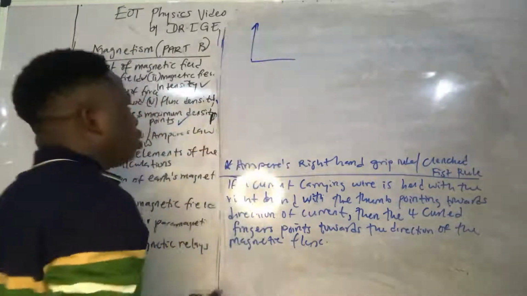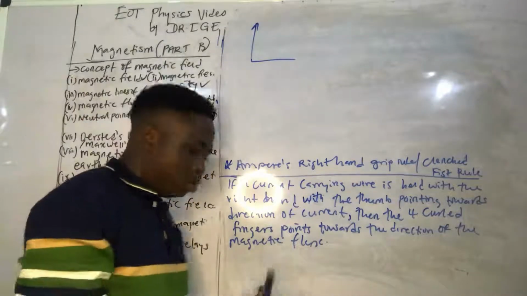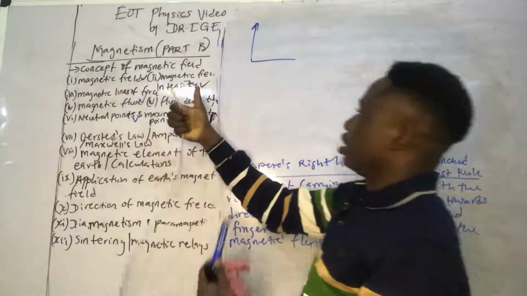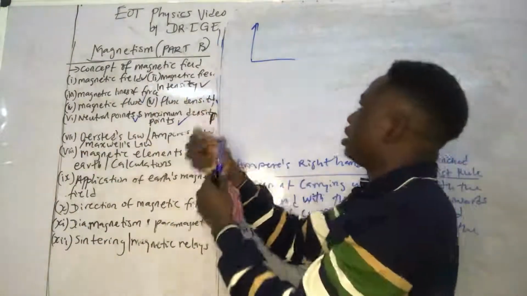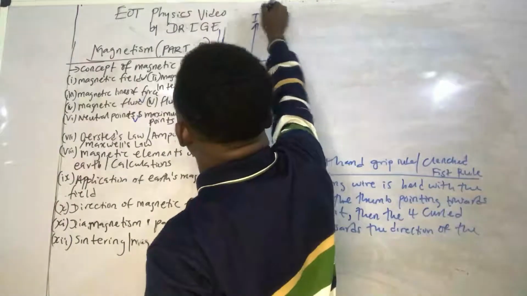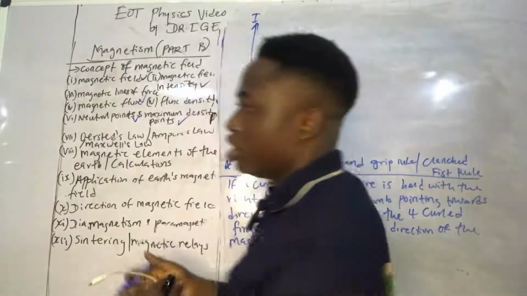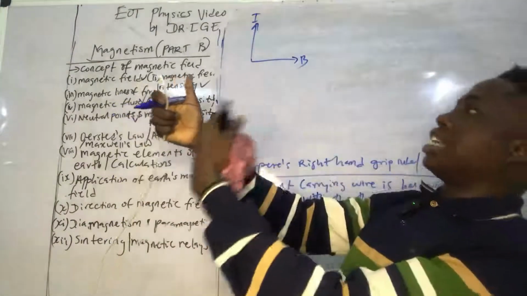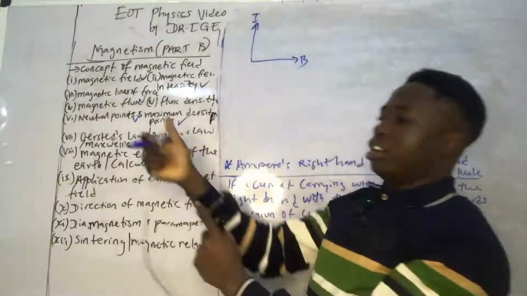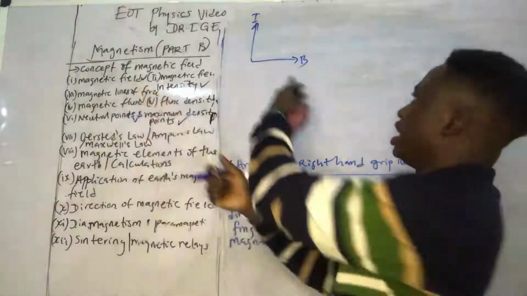When the direction of the current was pointing towards the top, you can see, I can say this is the direction of current, and this is the direction of the magnetic flux. Because look at it, towards this side, current is like this, and our magnetic flux is coming towards this way. That's what we have here.